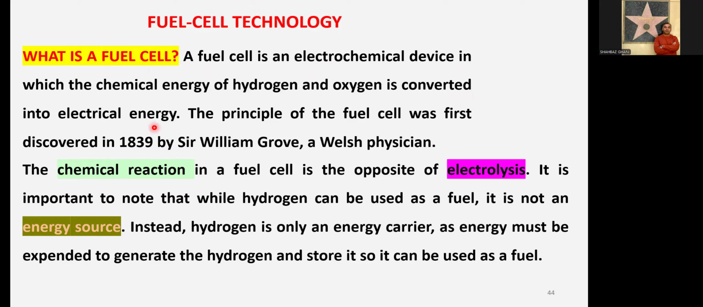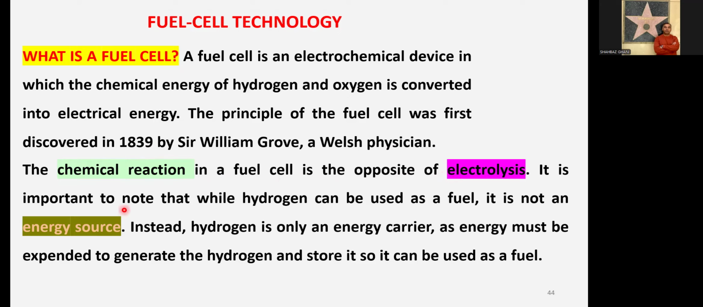The principle of a fuel cell was first discovered in 1839, almost 200 years ago, by Sir William Grove, a Welsh physician. The chemical reaction in a fuel cell is the opposite of electrolysis.